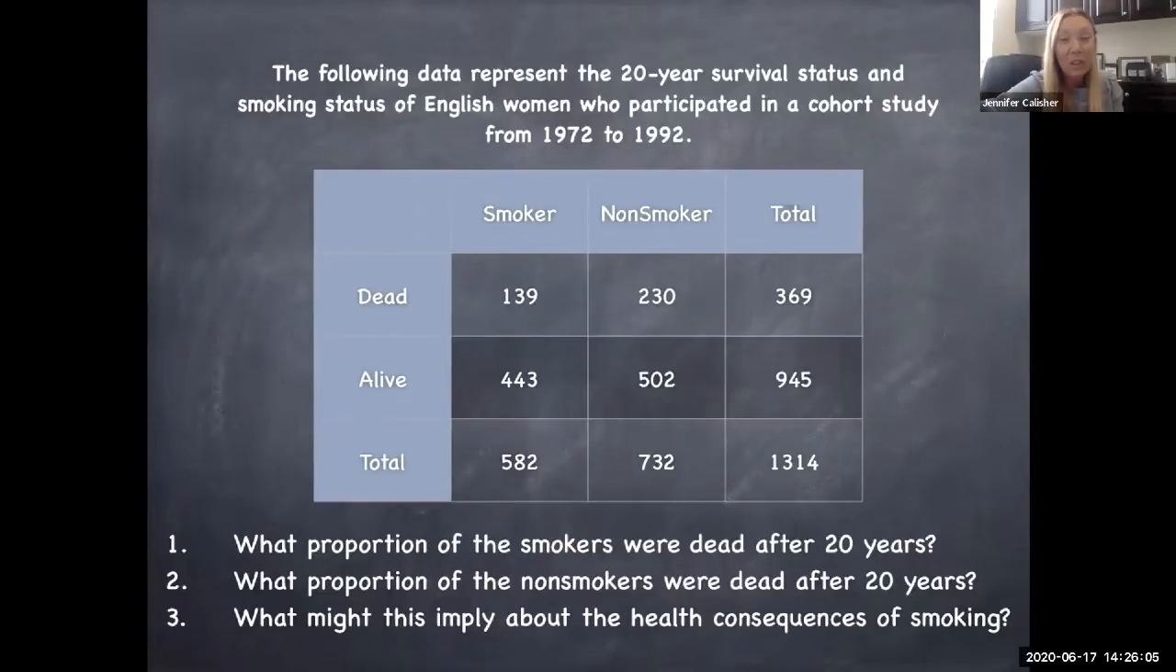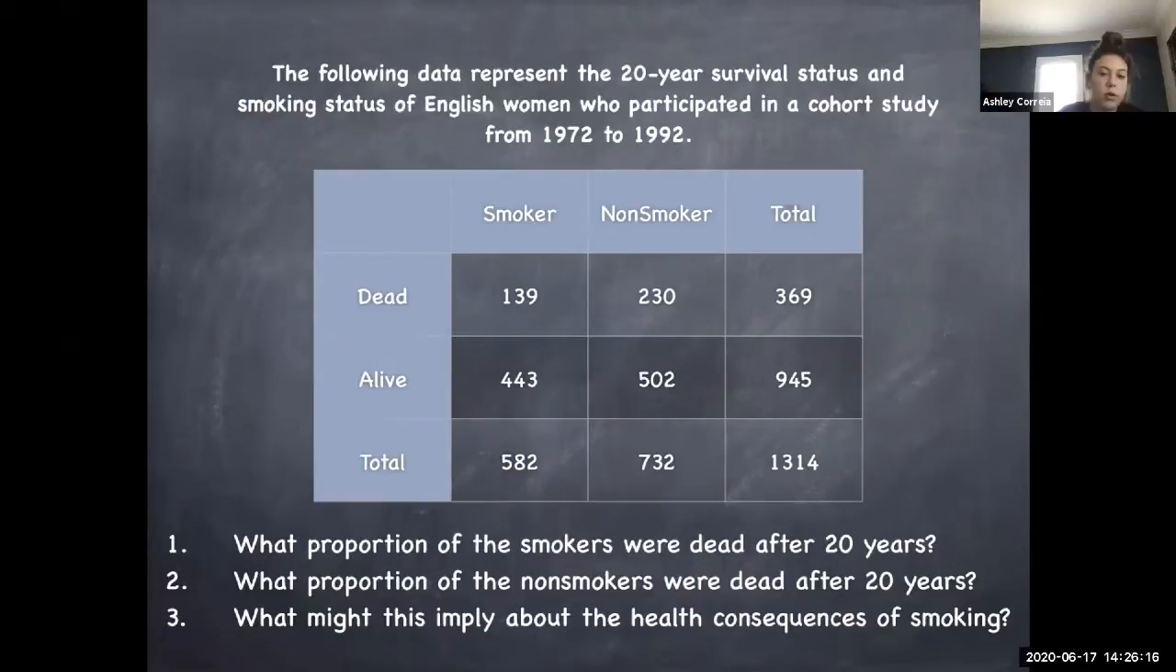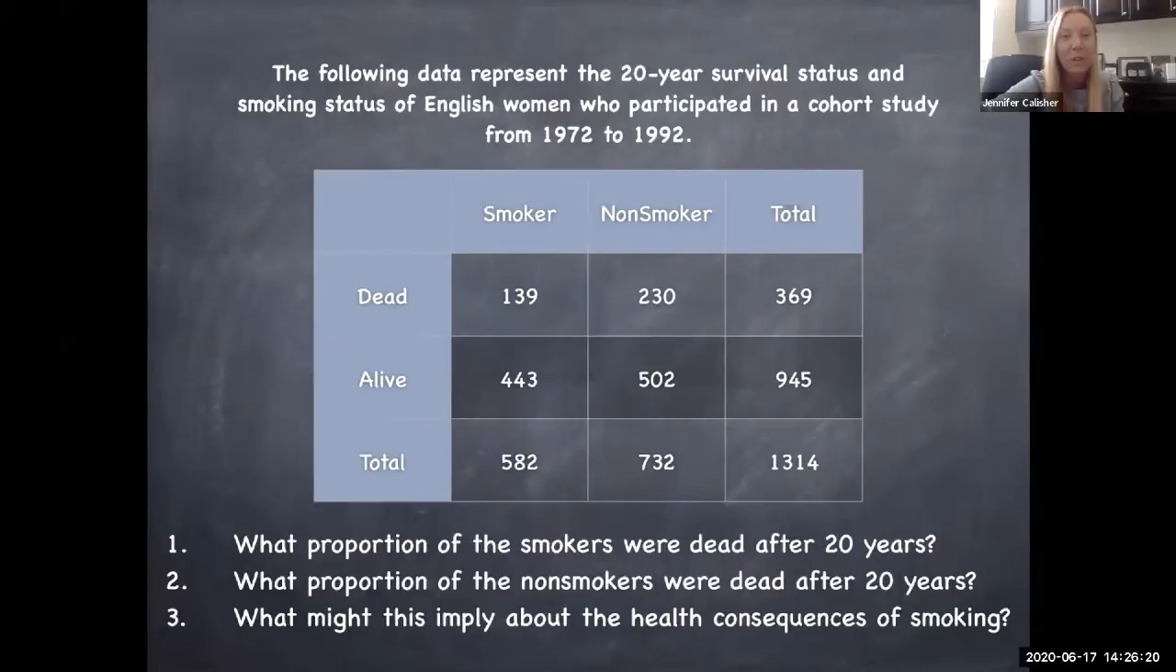Again, what proportion of the smokers had passed away after 20 years? Since we're just looking at the smokers, to figure out that proportion, we take 139 and put it over what total? Ashley, what do you think? What would the bottom be? 582. Exactly. Since we were just talking about smokers, it's the 139 over 582. And then you can divide that to get a decimal.